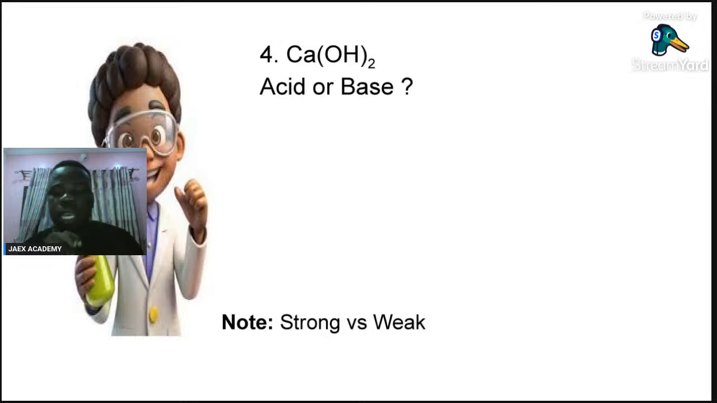Now, if you say it is a base, which you are definitely correct, how many OH ions does this base carry? Please comment your answer. How many OH ions does this base carry?